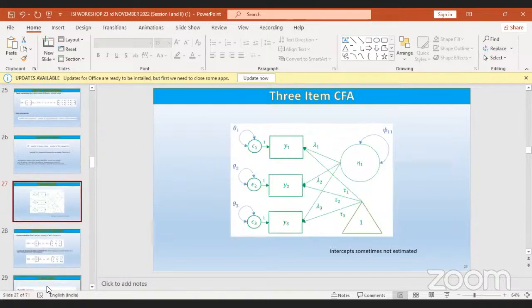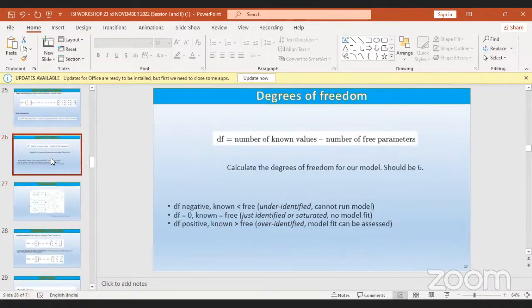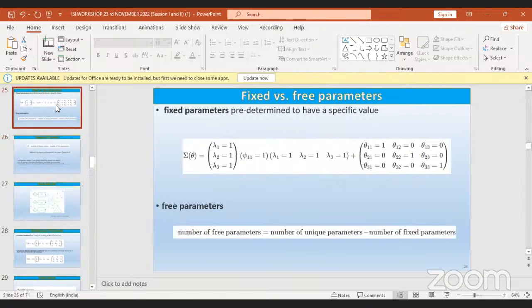Ma'am, in that previous slide, it was written that if we want to define the free parameters, number of free parameters is equal to number of unique parameters minus fixed parameters. What are unique parameters? Those are factor loadings which you are not fixing. Okay.